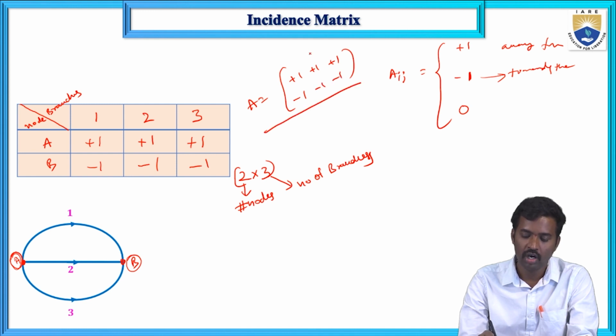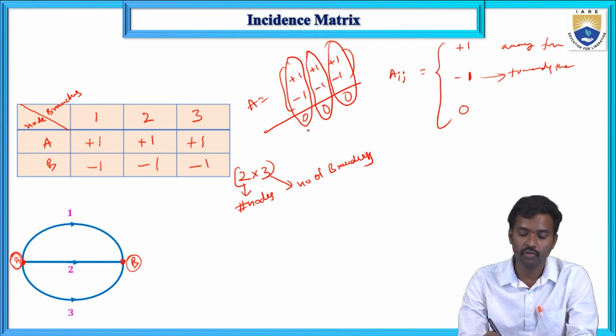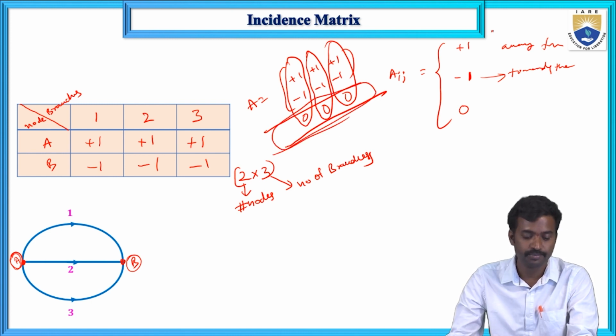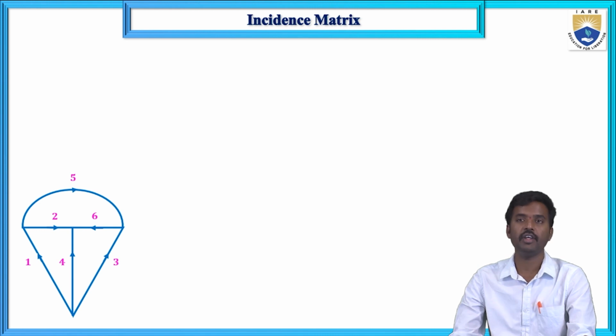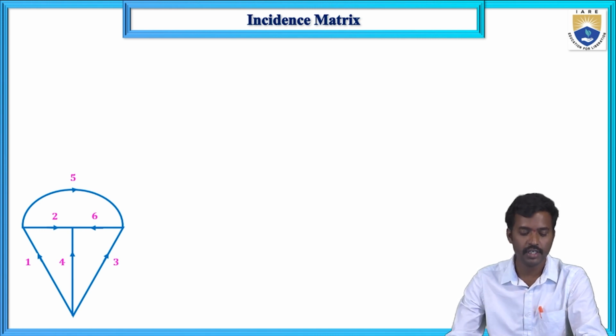The algebraic sum of any column in an incident matrix must be 0. If you add all these column elements, that value should be 0: plus 1 minus 1 is 0. So the first property is satisfied. This is the first problem.